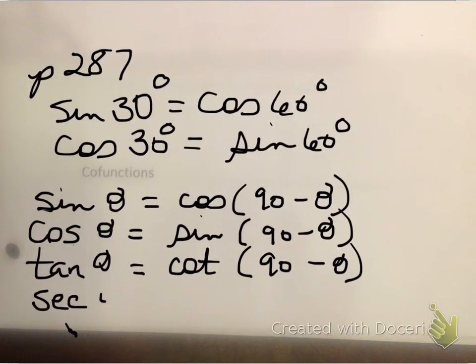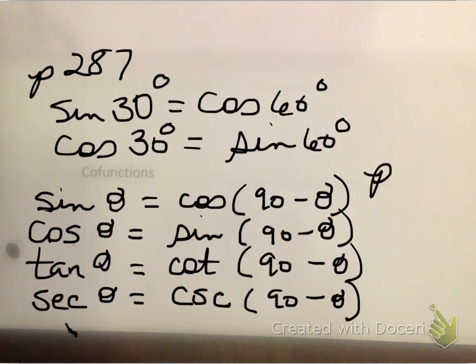Secant of theta is equal to the cosecant of 90 minus theta. Okay, I've run out of room, and I know y'all probably have more room on your paper, but we still have 2 more to do. We have cosecant of theta is secant of 90 minus theta, and cotangent is tangent of 90 minus theta. That is found in your book on page 287, and you can write those down.